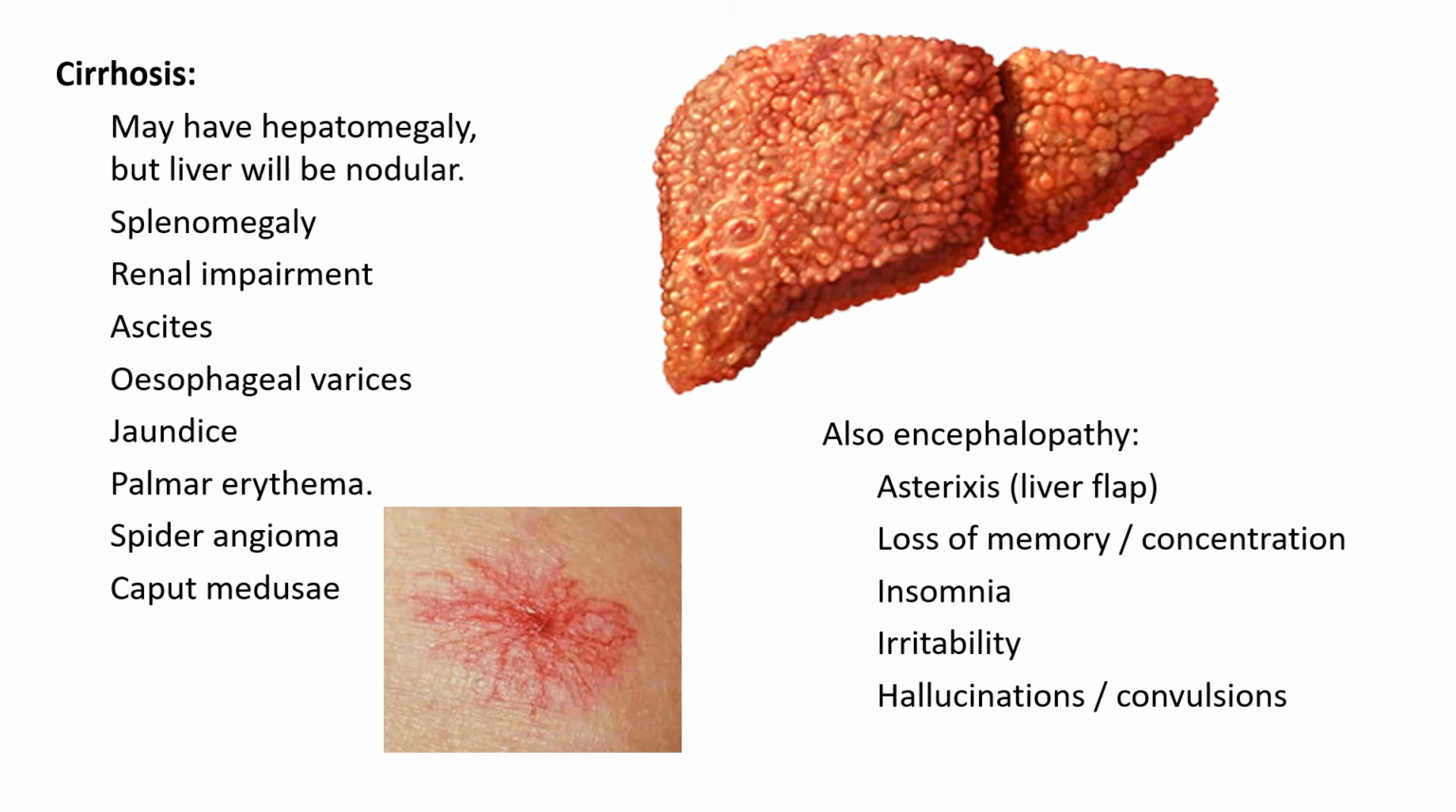There may also, in the final stages, be degrees of encephalopathy. This could be liver flap, asterixis, that again you always look for in OSCEs. There may be a mild degree to a more severe degree of loss of memory and concentration, insomnia and irritability, and possibly in the final stages hallucinations and convulsions. And I have nursed someone at this stage, and it was really quite traumatic and sad to see.